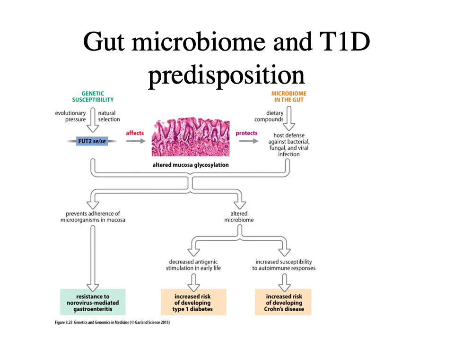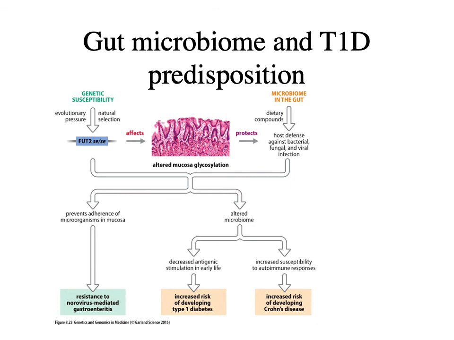The common FUT2 non-secretor allele alters the profile of mucosal glycosylation and so prevents microorganisms from adhering to the mucosal epithelial cells and the mucus layer lining the gastric epithelium. This null allele was naturally selected under evolutionary pressure to protect the host against bacterial, fungal, and viral infections, but it also imbalances the microbiota of the gut.